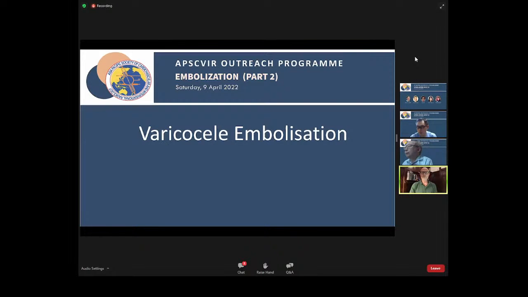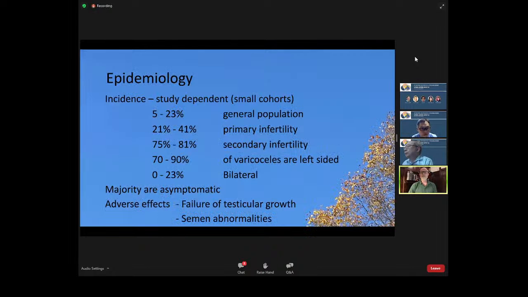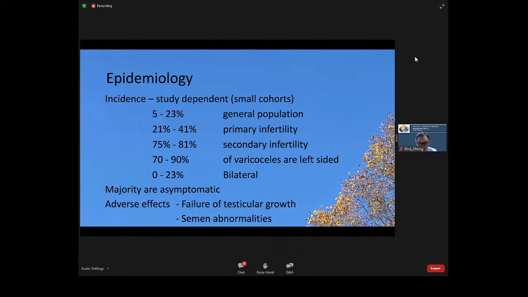Varicocele embolization, we're all very familiar with this, a very common condition. The incidence, depending on the paper you read, is anywhere up to a quarter of the population, and it is associated with infertility, increasingly so over the last decade. It's been seen as an important part of infertility. The vast majority of varicoceles, as we know, are on the left side, and in our experience probably less than 10% are on the right side, and then there is a certain incidence of bilateral varicoceles, again not very well documented in the literature.